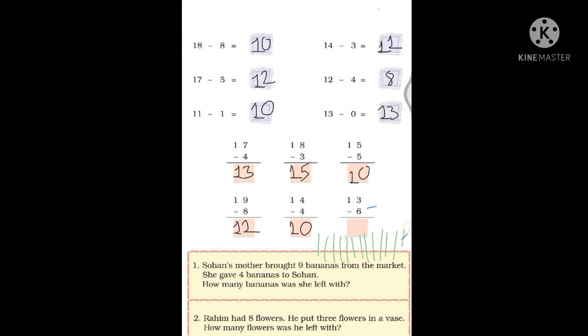Now from the 13, how many do we have to subtract? We have to subtract 6. So I am cutting 6 sticks. Here 1, 2, 3, 4, 5, 6. So 6 sticks I have cut.